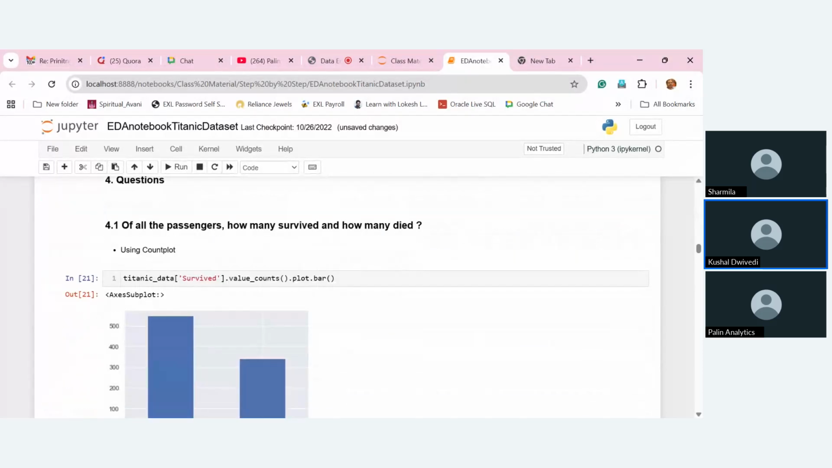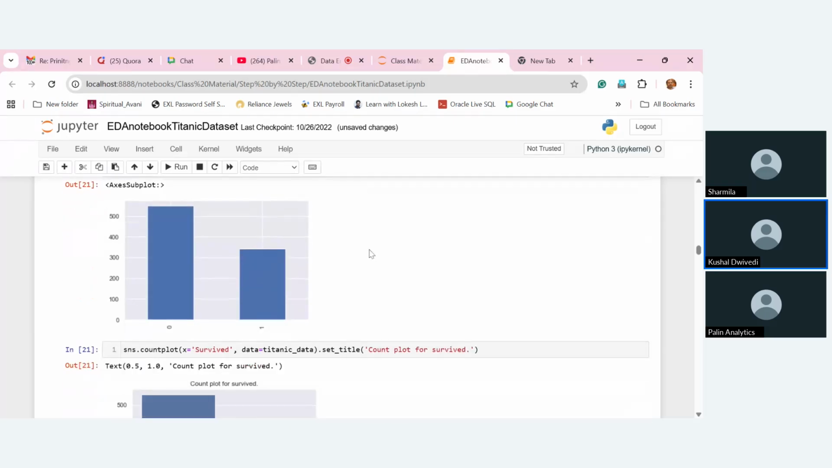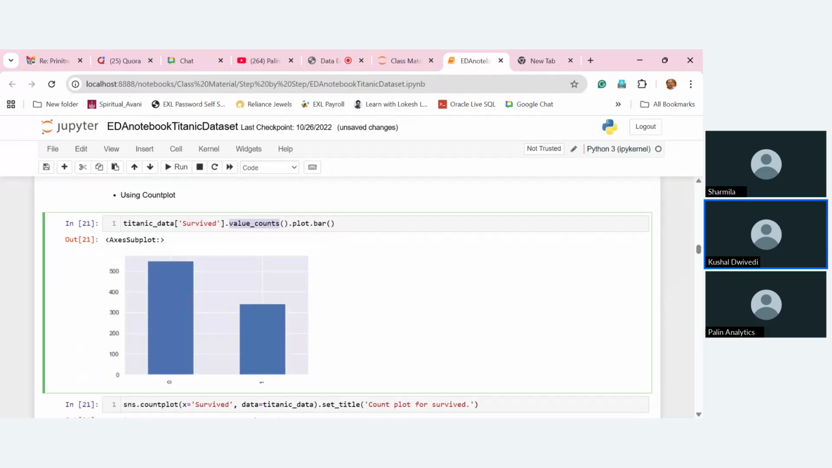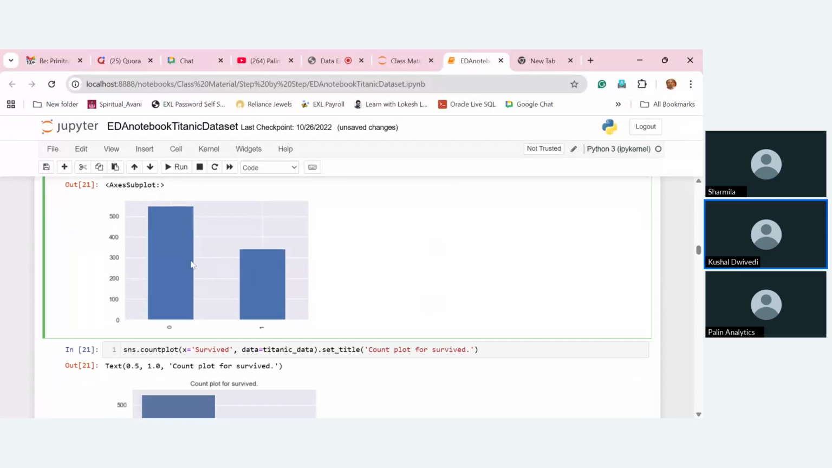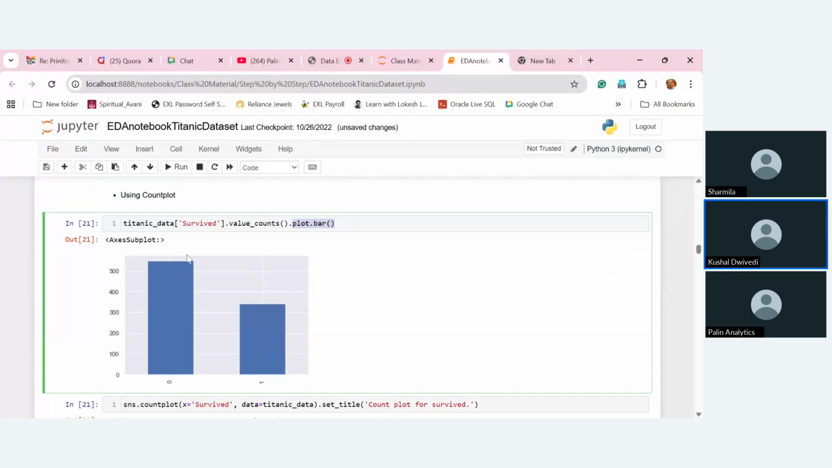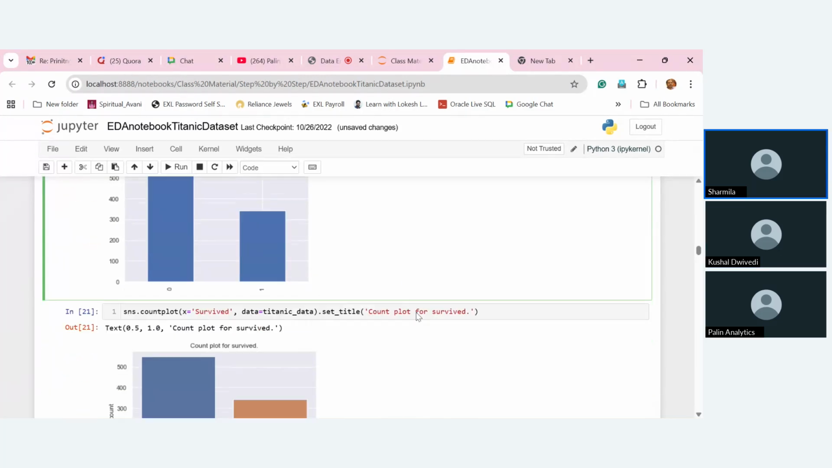Now we are trying to answer a few imaginary questions: out of all passengers, how many of them survived and how many of them died? So very simple, we are plotting a bar chart. So here value counts, plot dot bar. Out of this, we are able to know how many survived and how many died. You can see survival of zero has the highest, and survival of 1 is at the lowest position, right?